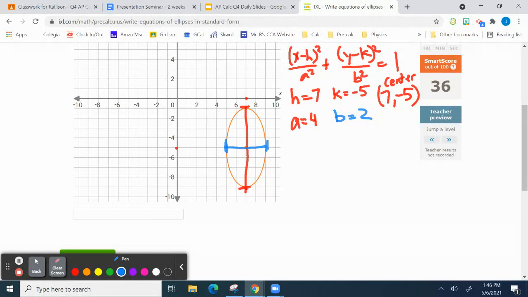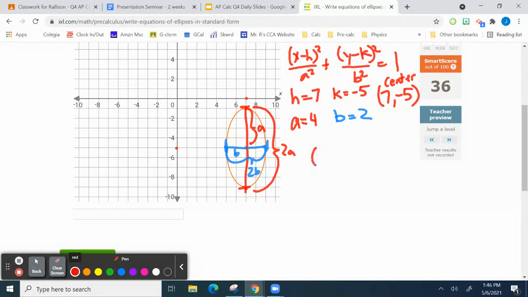Just to refresh, this distance here is a. So the whole major axis is 2a. Same thing with the minor axis. Half of the minor axis is b, so the whole minor axis is 2b. So that's where the 4 and the 2 came from, because the major axis is 8 and the minor axis is 4. And now we have everything we need, right?